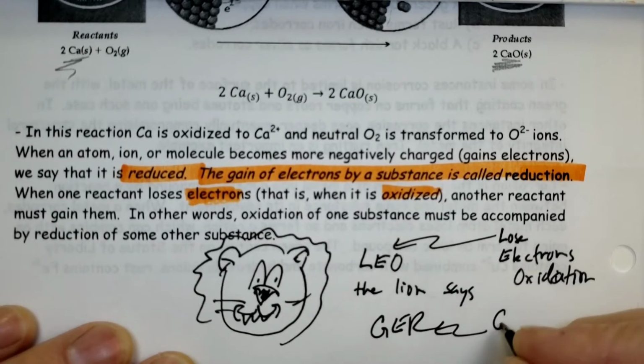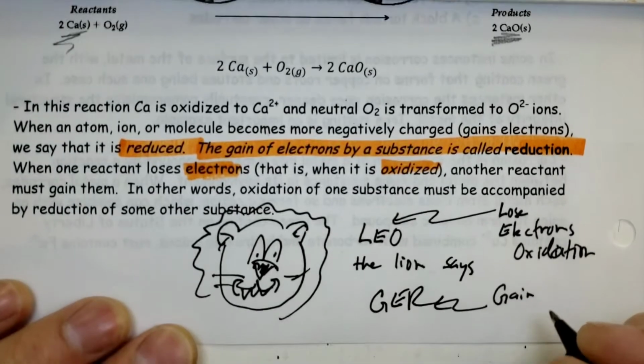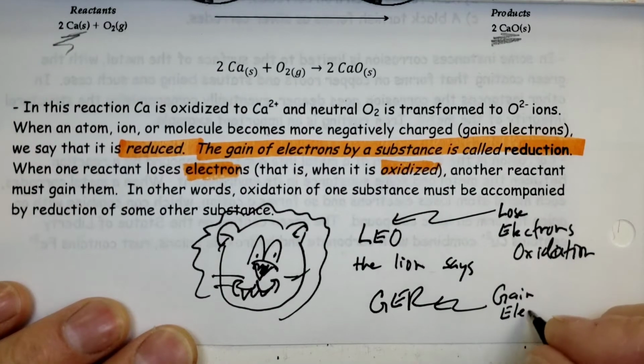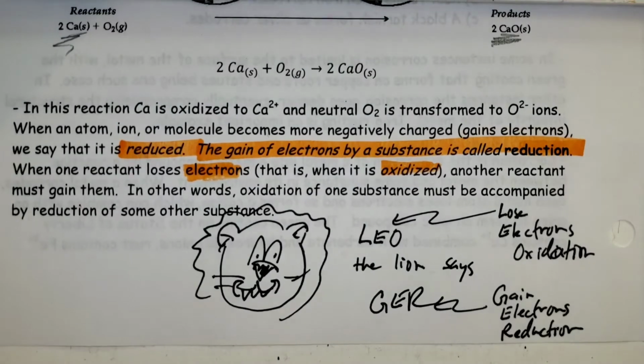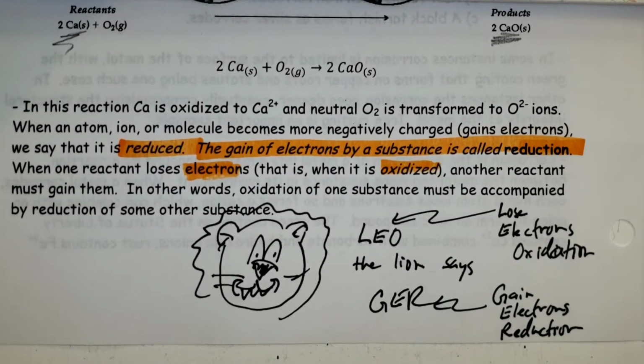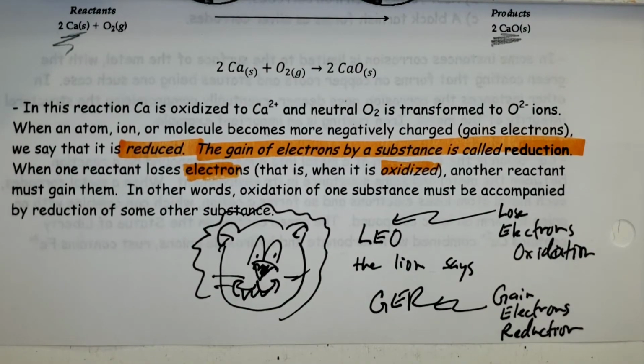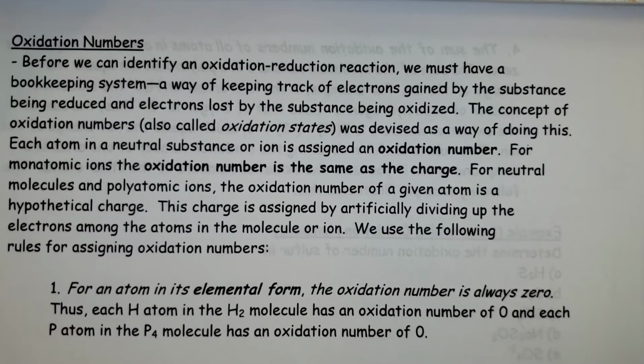And over here, gain electrons is reduction. So you can use that little trick to remember which is gaining electrons and which is losing electrons. So Leo the lion says grr.